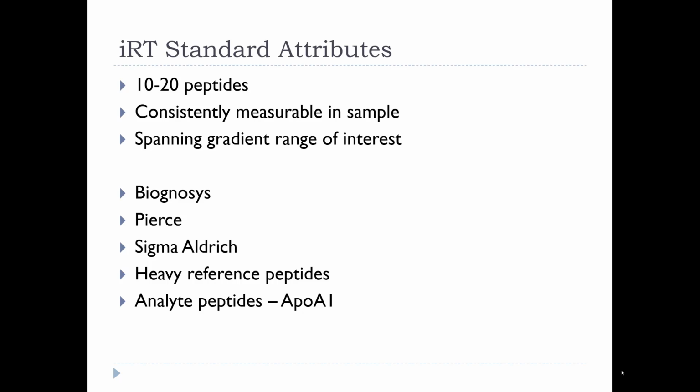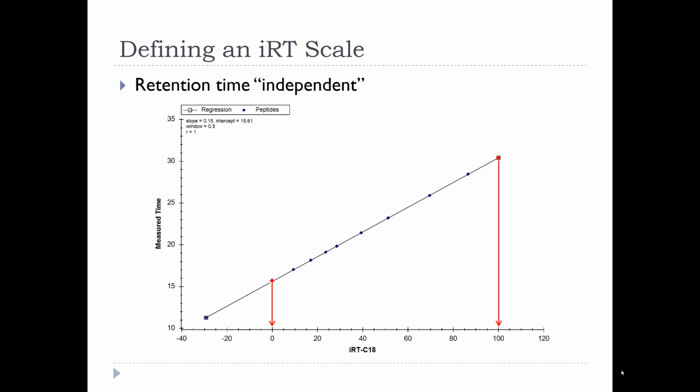So here are several of the available ones. There's these three that Lindsay highlighted as well: diagnosis, Pierce, Sigma Aldrich, and then just your own heavy reference peptides. And we also use a heavy label ApoA1. That's from Sigma Aldrich, but you could also use analyte peptides.